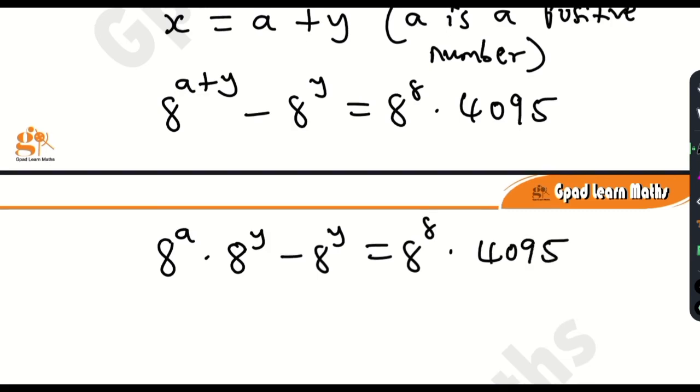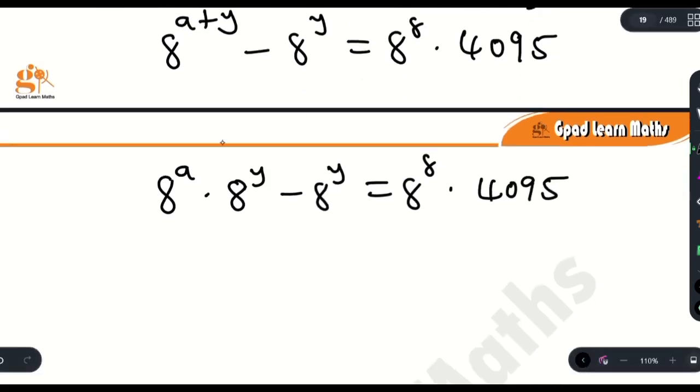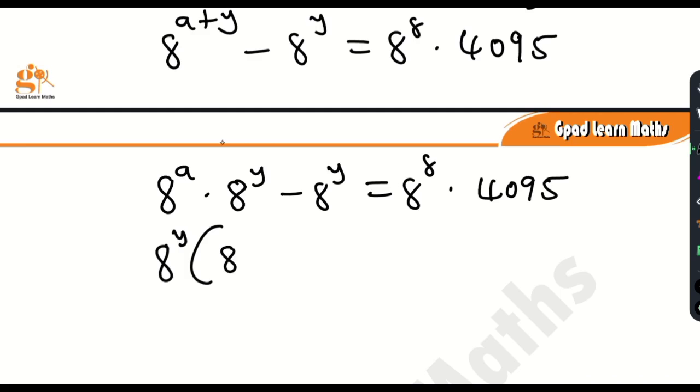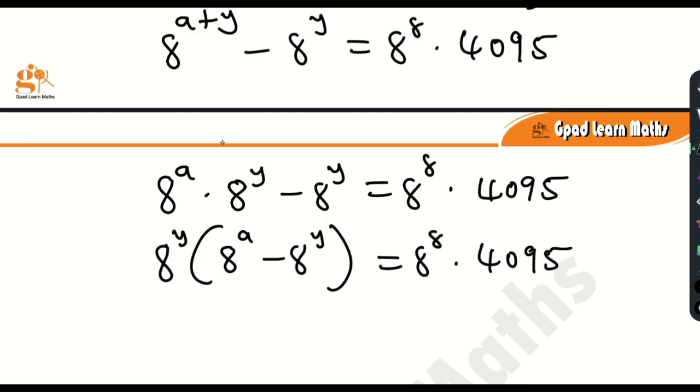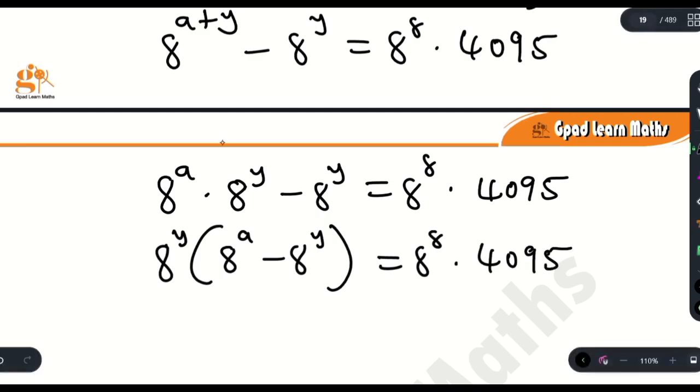Okay, look at this term and this term. What is common between the two of them? It is 8 raised to the power y. So let's factor 8 raised to the power y out. And then you have 8 raised to the power a minus 8 raised to the power y. And this is equal to 8 raised to the power 8 times 4095. I hope this is okay. No. There's a mistake here.